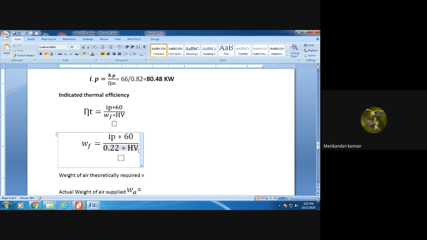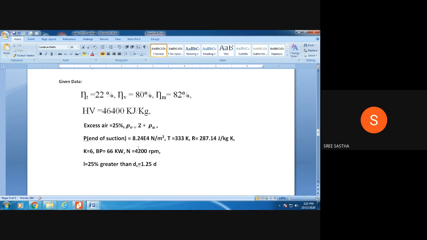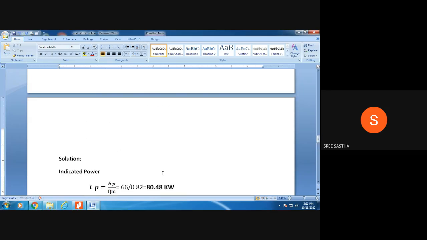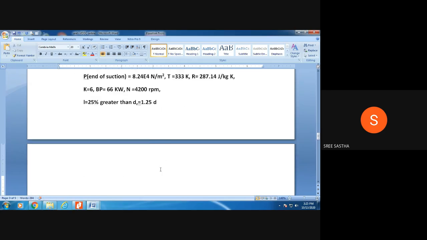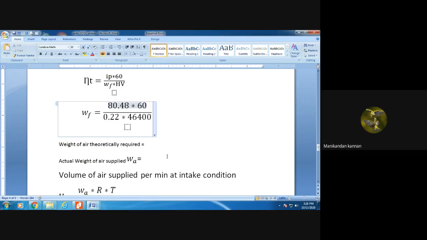Calorific value how much? 46. Okay. Indicated power, you are given the answer, 80.48. Whatever the value is, 0.47. What will be the unit? You tell me.